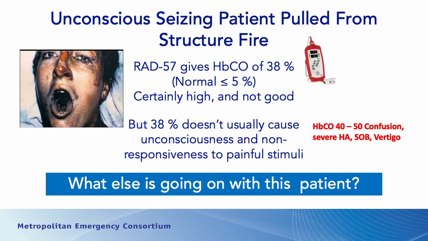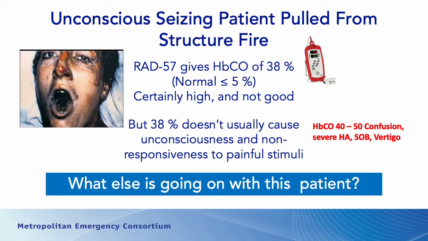Normal carbon monoxide in patients is less than 5%. If you have heavy smokers, it might be 7 or 8%. If you look at this guy, this is more than a matter of just smoking too many cigarettes. So true, this carbon monoxide level is elevated, and it's not good, but it really doesn't explain the patient's mentation. Carbon monoxide levels of 40 to 50 can cause confusion, headache, shortness of breath, and vertigo. Over 50 to 60, they're going to be unconscious. But a calculated or measured CO level of 38% really doesn't explain why this patient's unconscious, unresponsive, and having seizures.